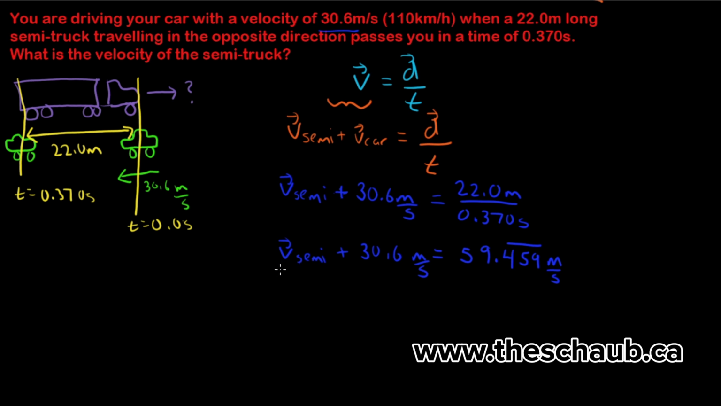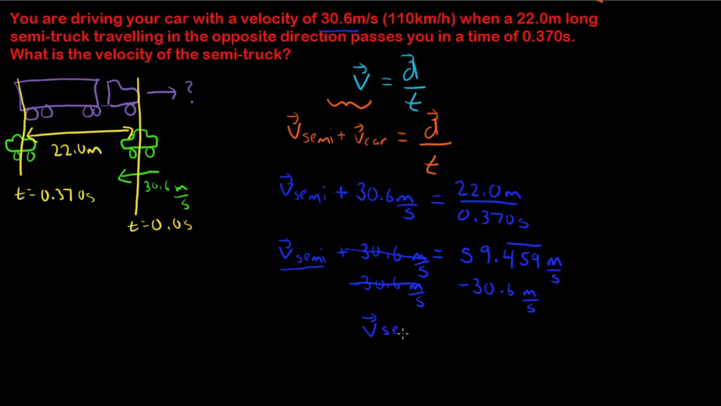Now if we want to get the velocity of the semi all alone, we have to do the opposite here and subtract 30.6 meters per second from both sides of the equation. And our positive 30.6 cancels out with our negative 30.6, giving us a velocity of the semi equal to 28.9 meters per second.